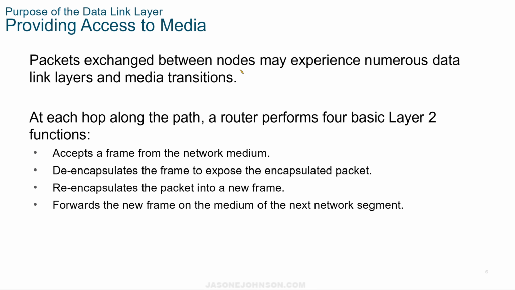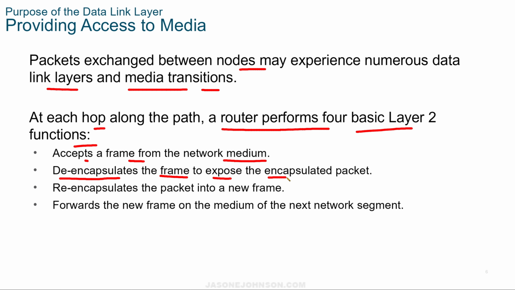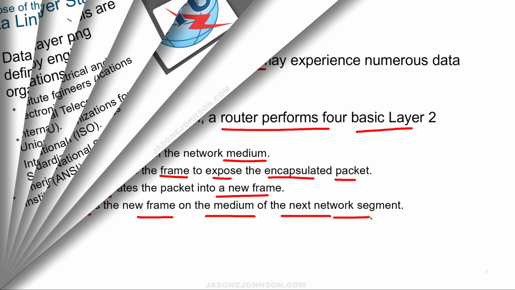Packets exchanged between nodes may experience numerous data link layers and media transitions. At each hop along the path, a router performs four basic layer 2 functions. It accepts a frame from the network medium. It de-encapsulates the frame to expose the encapsulated packet, and it re-encapsulates the packet into a new frame. And then it forwards the new frame onto the medium of the next network segment.